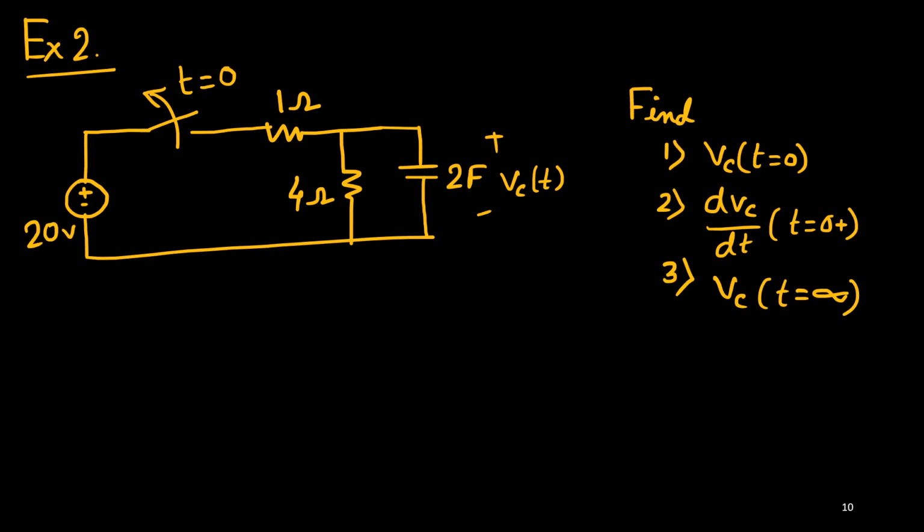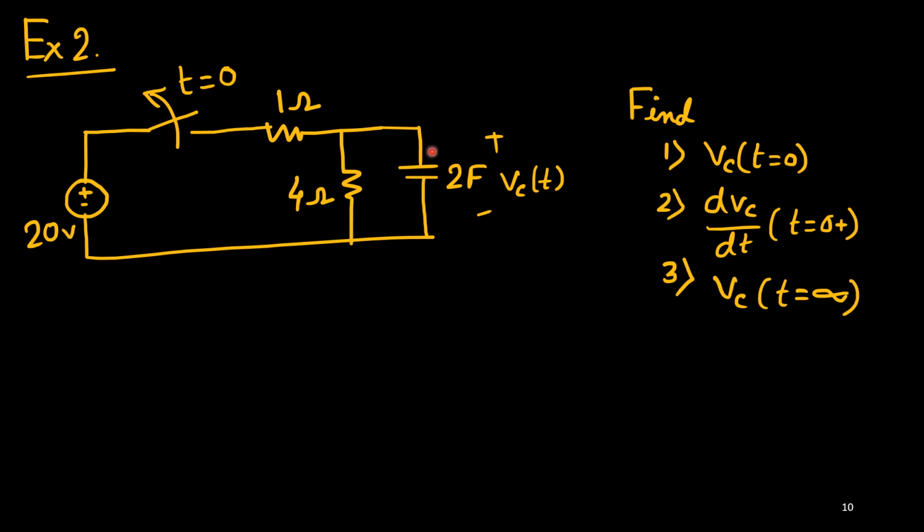Now take a different example. In this example, this switch is opened at t equal to 0. This arrow is given, no? So earlier it was closed, now it is open. When it was closed, how long it was closed is not mentioned. So we'll assume that from minus infinity to t equal to 0, till that time it was closed.